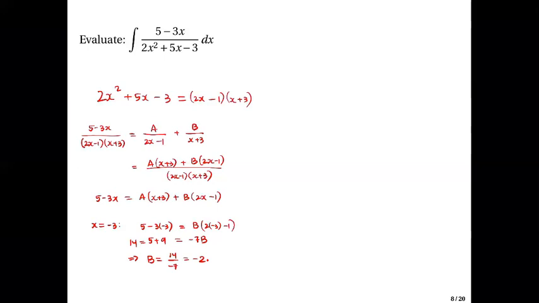And then we can let x equals 1/2. When x equals 1/2, this guy here will be 0. So it will disappear, and we'll only be left with a. So when x equals 1/2, we have 5 minus 3 times 1/2 equal to a times 1/2 plus 3.